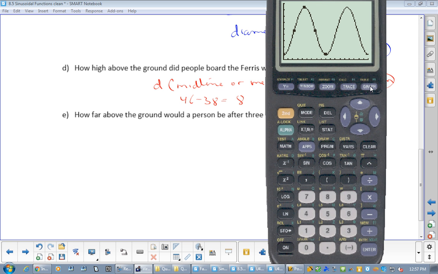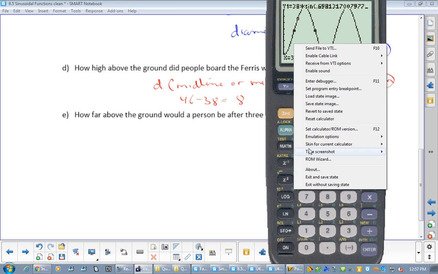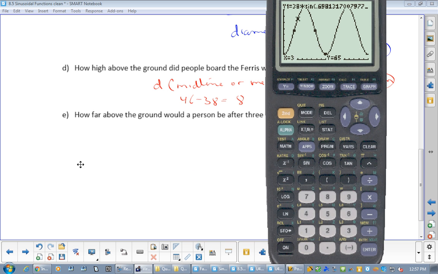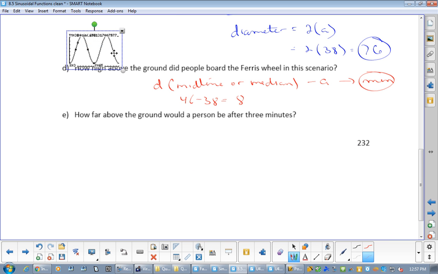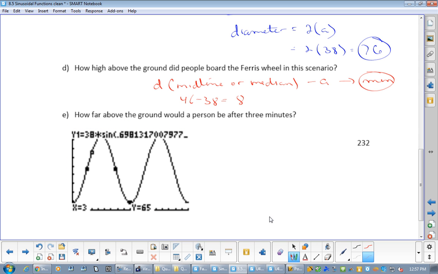What's pretty good about it is you could find 2 or 3 or 4 now, because it'll just continue it for you. So how far above the ground would a person be after 3 minutes? How am I going to find that answer? Trace up 3. So there's my way of doing it without using the equation, but straight from the graph.